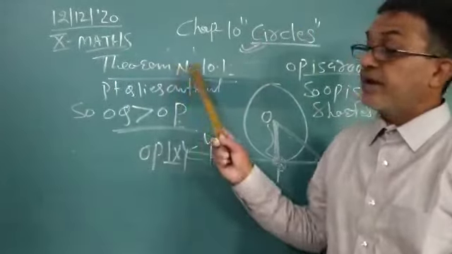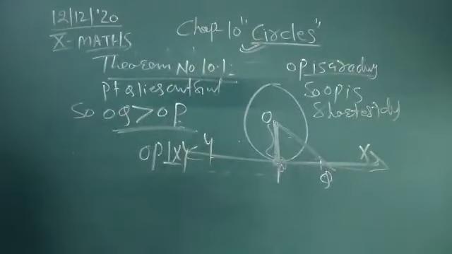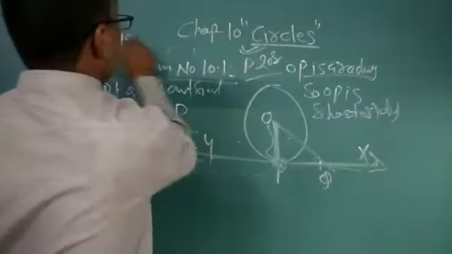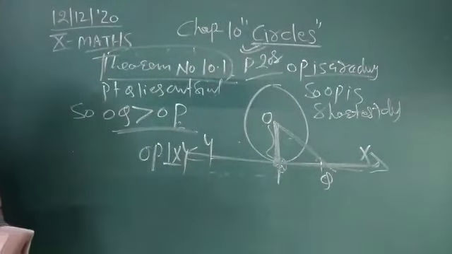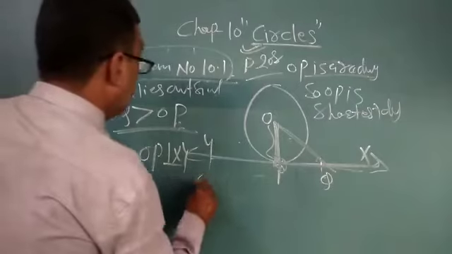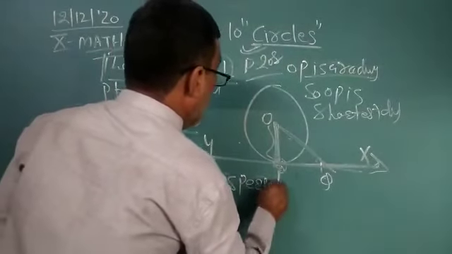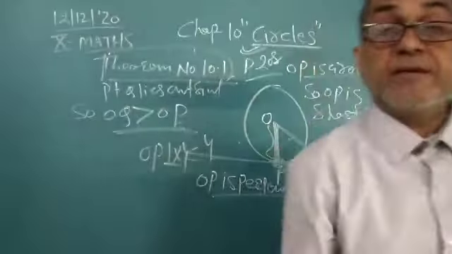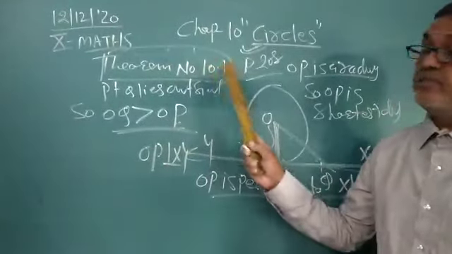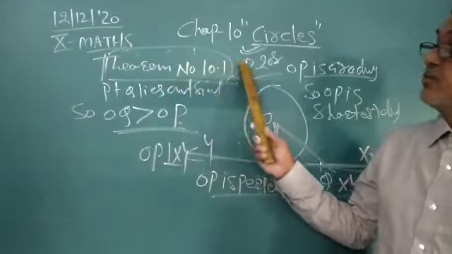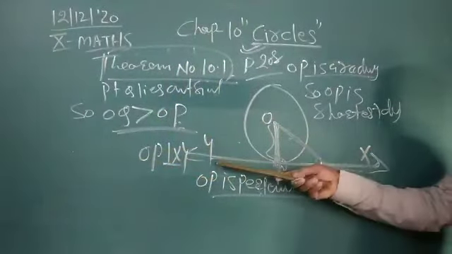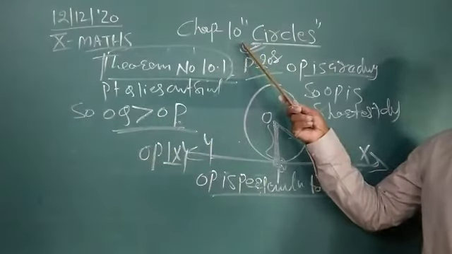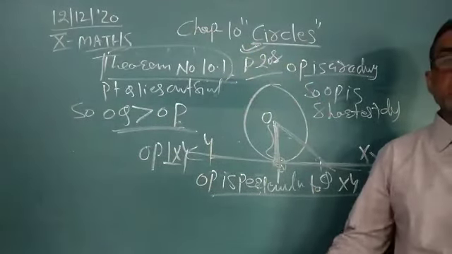And theorem number 10.1, you write on page number 208, up to OP is perpendicular to XY. At last you write OP is perpendicular to XY. Up to here you will write and draw the figure. Next time we start the exercise. So today you write the 10.1 theorem. It is the most important theorem. Every year they ask you to prove that the radius at the point of contact is perpendicular to the tangent. So write theorem number 10.1 in your classwork with the heading chapter number 10, Circle. Okay, next time we start the exercise from this lesson.